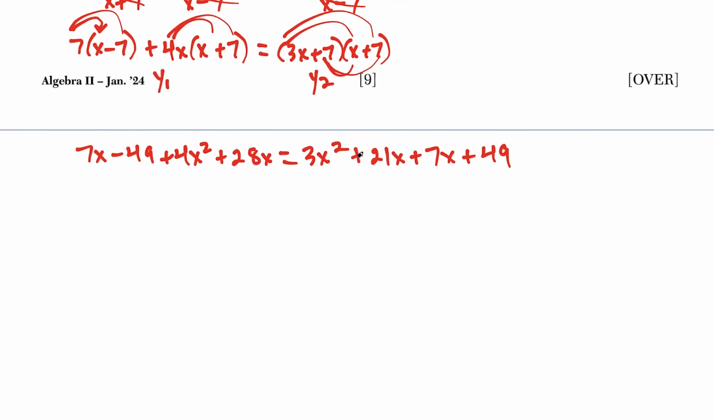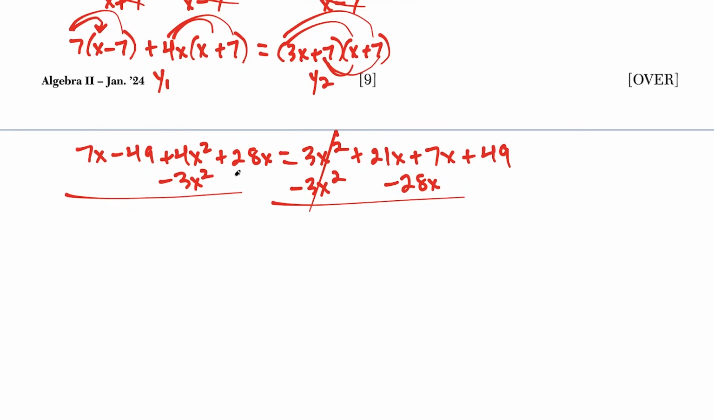And then from here, I want to get everything to one side. So I'm going to do -3x squared on both sides. So I have -3x squared. And what I have on the right side is these terms cancel out. Now 21x plus 7x is equal to 28x. So I'm just going to write -28x on both sides.